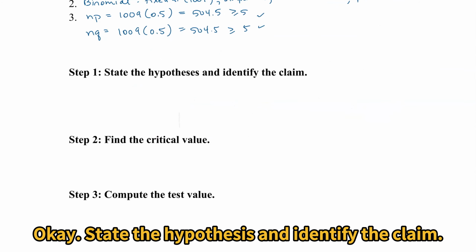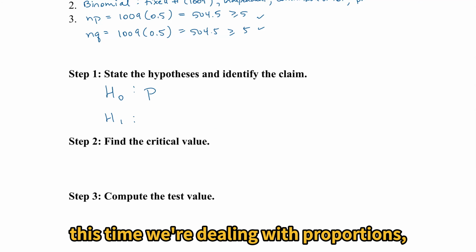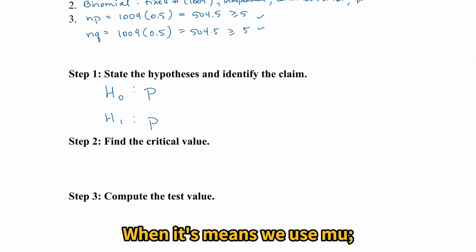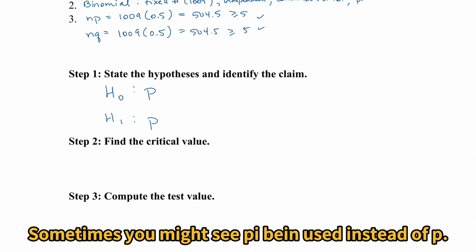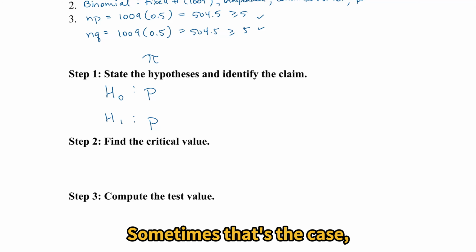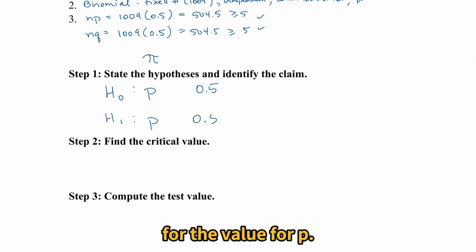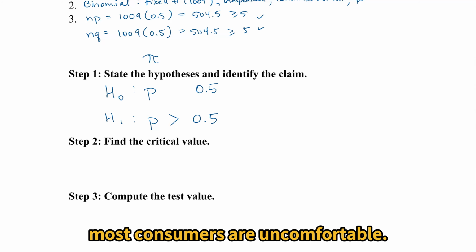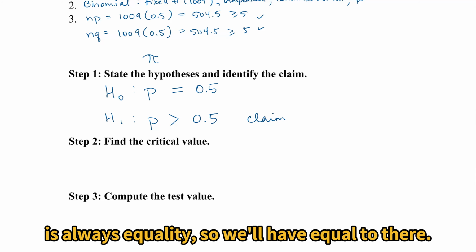State the hypotheses and identify the claim. So our null and alternative hypothesis, this time we're dealing with proportions. So we're going to use a p for our population parameter. When it's means, we use mu. When it's proportions, we use p. Sometimes you might see pi being used instead of p, but we tend to use p. And then we've already assumed 0.5 for the value for p. Our claim is that the proportion is greater than half, so greater than half, but our null is always equality, so we'll have equal to there.